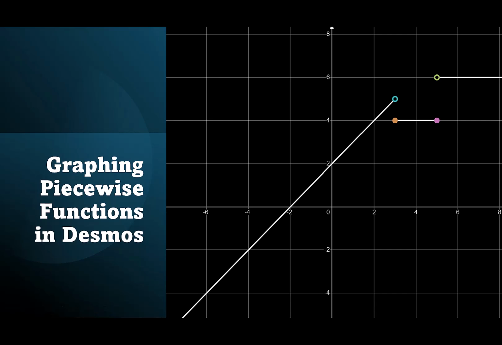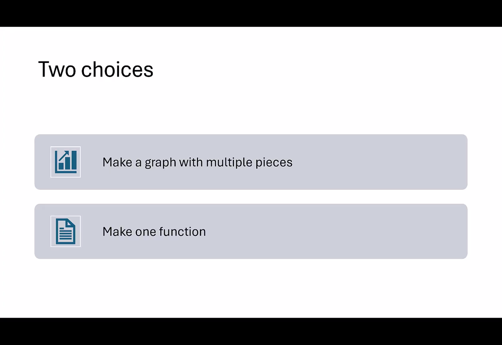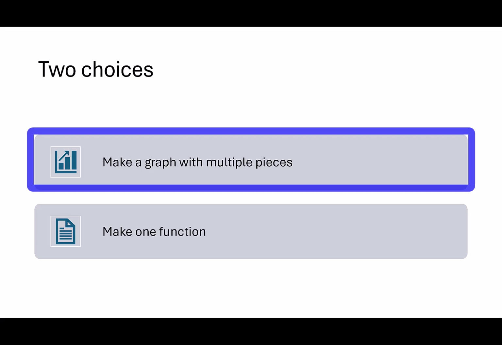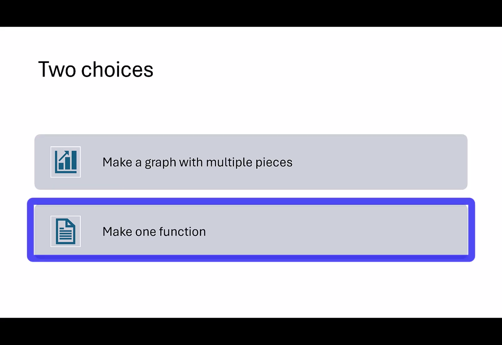Hi everybody, today we're going to take a look at graphing piecewise functions in Desmos. There are two choices of how to do this. You can make a graph with multiple pieces. That will require putting the restriction that goes along with each piece of the function. Or you can make one function, which I think is the better choice.